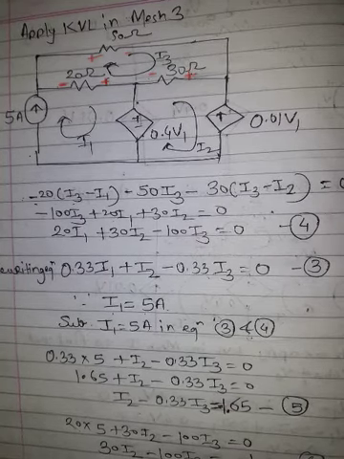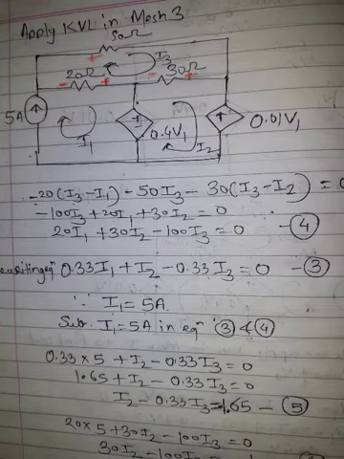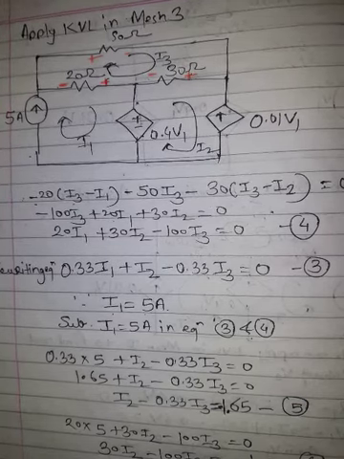I2 is equal to minus 1.46 and I3 is 0.56 ampere, and from this we can calculate the value of V1 by substituting these values of I2 and I3 in equation 1. We get V1 is equal to 148 volt.